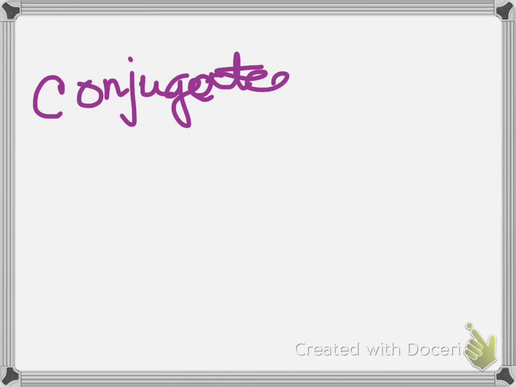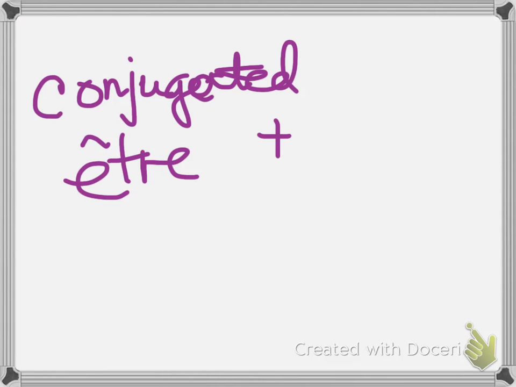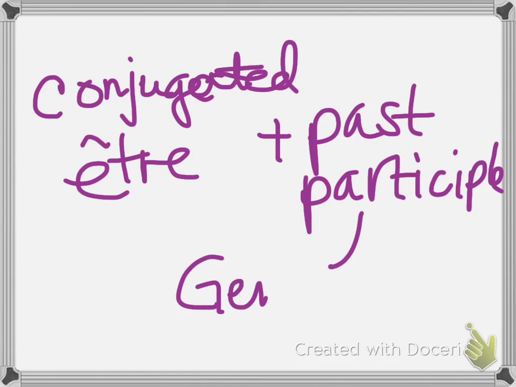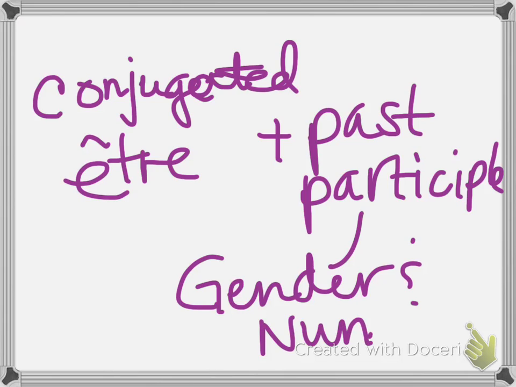So to create the passive voice, you use the conjugated form of être plus the past participle. Okay? And the past participle must agree in gender and number.